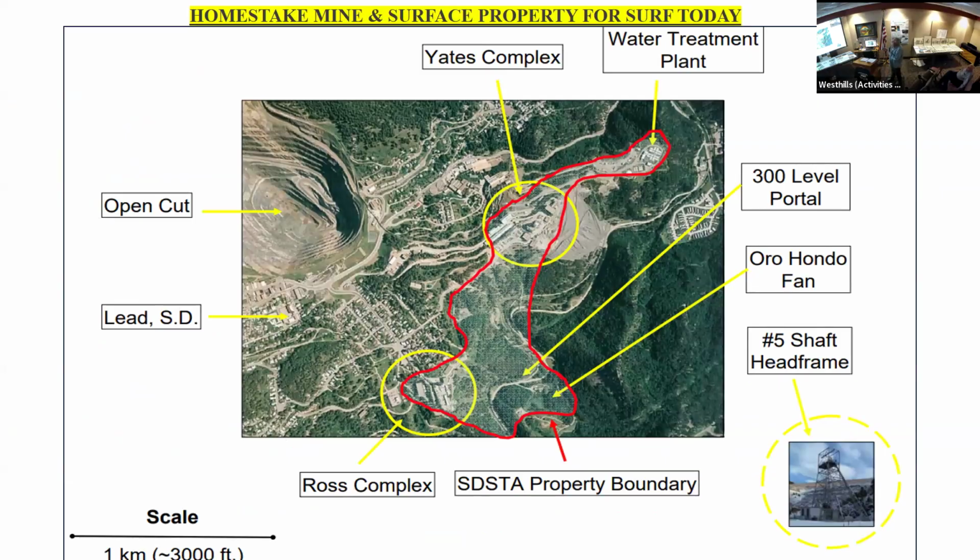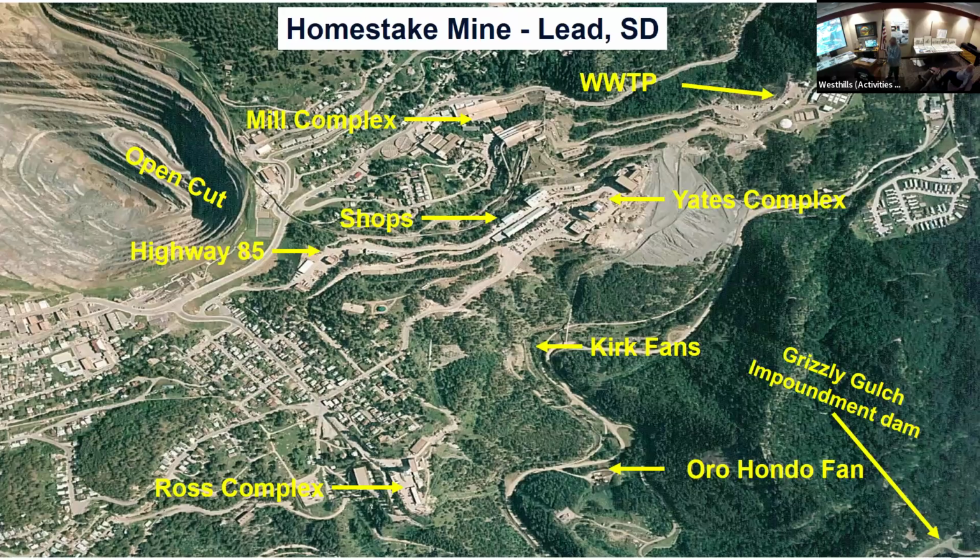Some of the main features that we'll be looking at as we go on our tour. The red line depicts the surface property now owned by the state under the direction of the South Dakota Science and Technology Authority, SDSTA, for the SURF, the Sanford Underground Research Facility. Again, these are the main features that we'll be looking at.